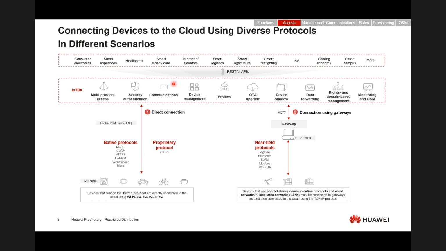Basically, we have two different ways for the device to connect to the cloud. The first one is direct connection. That means if your device has native protocols like MQTT, CoAP, HTTPS, LwM2M, WebSocket, then you can connect to the IoTDA directly, right? Because maybe you are using Wi-Fi, maybe 2G, 3G, 4G, things like that.